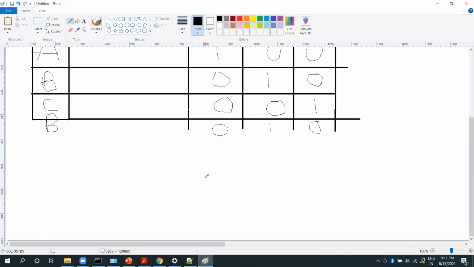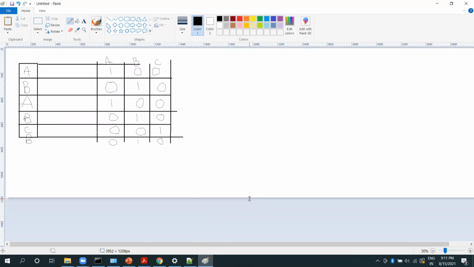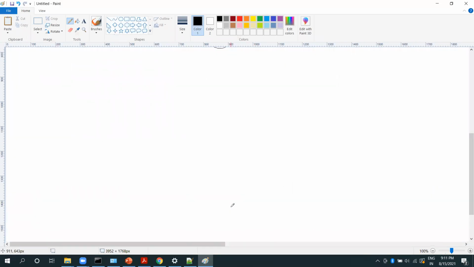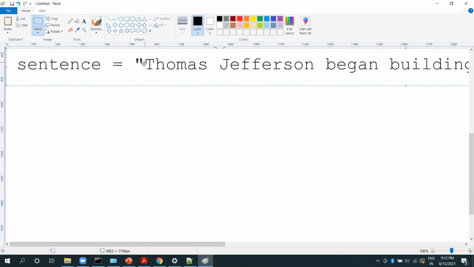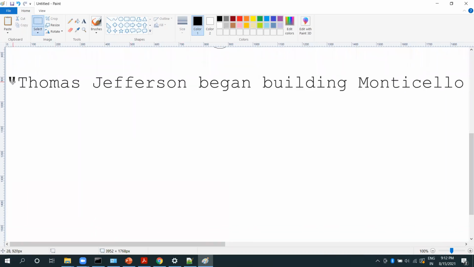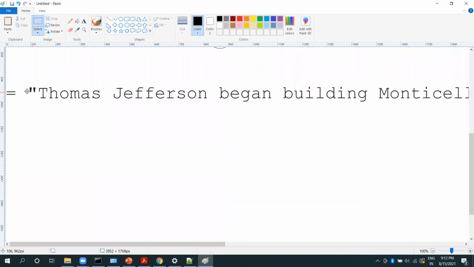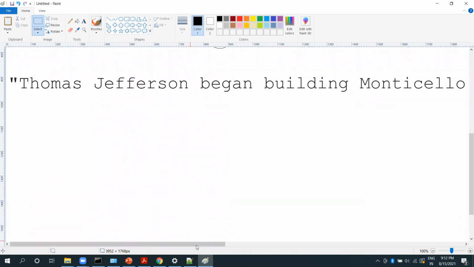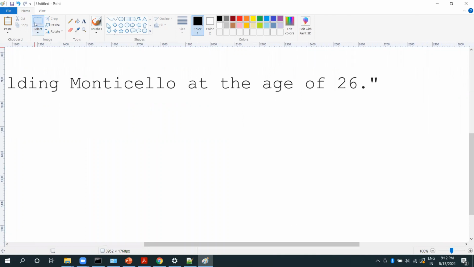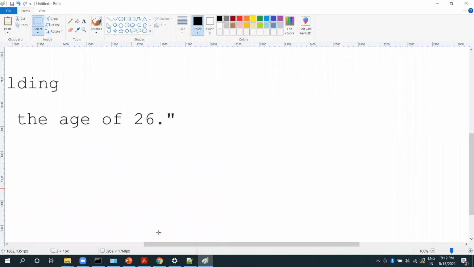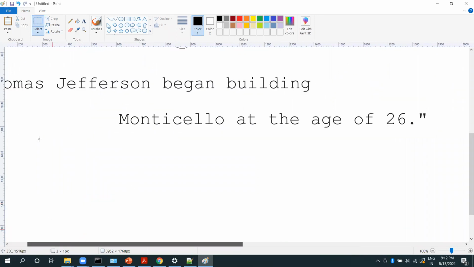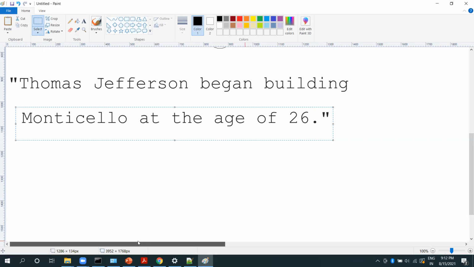We have this over here. Now, if we go here and paste it here, then Thomas Jefferson began building Monticello. Now, what words do we have here? Monticello at the age of 26, right? Now, first step to building a one hot vector is that you have to sort the words in it.